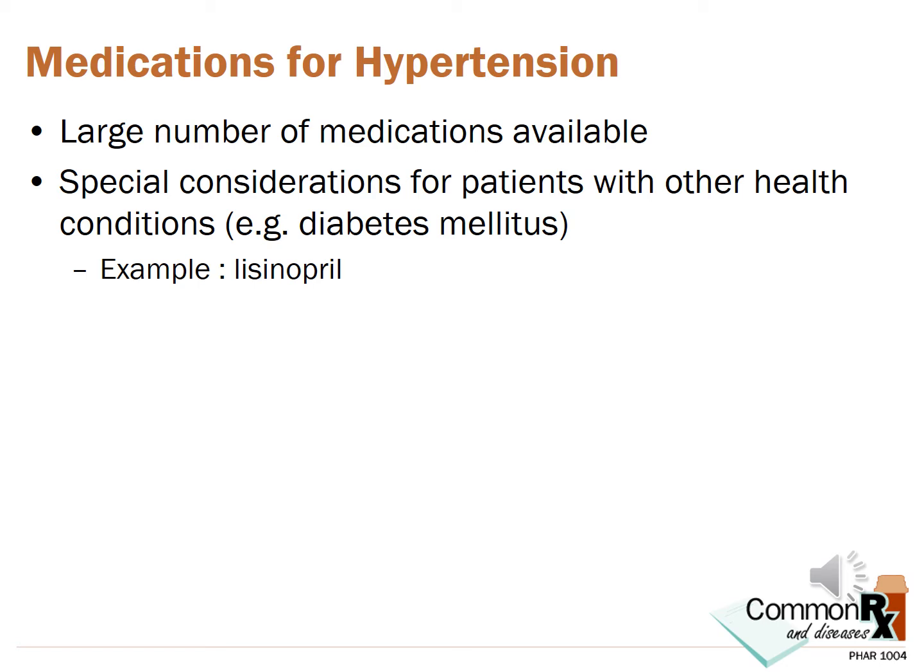For example, we'll cover lisinopril later in this presentation. Lisinopril is actually preferred in patients with diabetes as it can help prevent nephropathy or kidney damage that can be caused by poorly controlled diabetes.